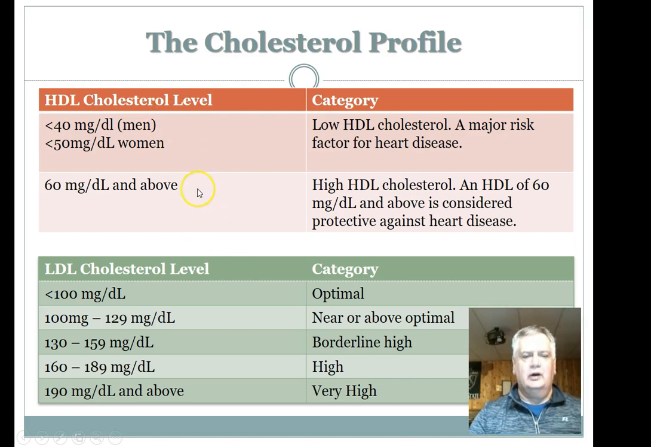Now we can break it out here on this slide into the HDL cholesterol and LDL cholesterol levels. So for men, ideally we like them to have a 60 milligrams per deciliter or above cholesterol level. This would be considered a high HDL cholesterol. An HDL of 60 milligrams per deciliter or above is considered protective against heart disease. So we'd like the higher the better. By the way, an HDL level below 40 for men and below 50 for women is considered low HDL and is a major risk factor for developing heart disease. So what are your risk factors?